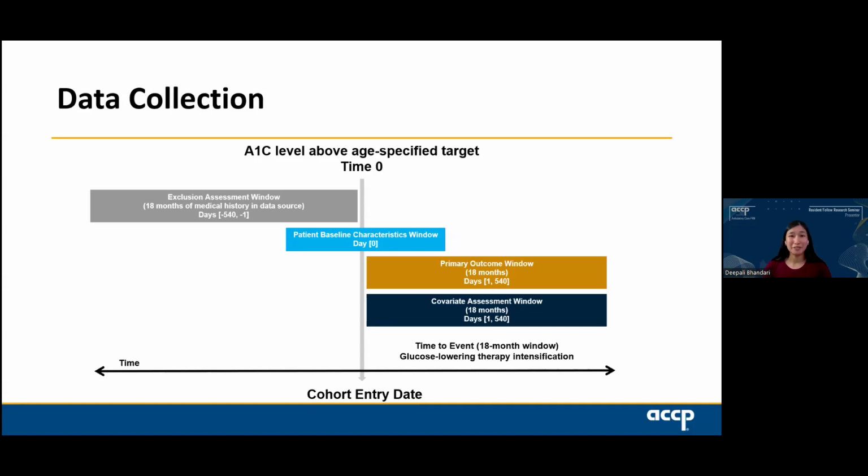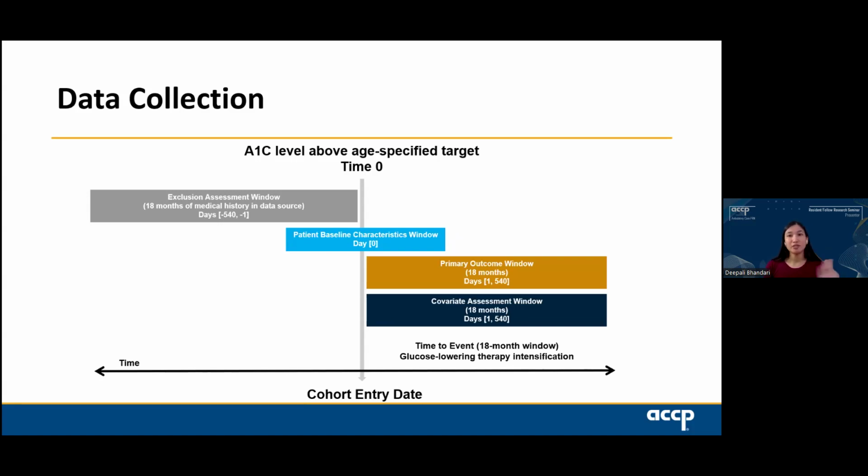I went ahead and made a visual as well to help understand how we're putting this together and following these individuals over time. So the initial assessment window was to allow for exclusion criteria. So this was 18 months prior to when the A1C was identified as above goal or time zero. Each individual in this data collection could have a different cohort entry date because it's based on when that A1C was identified as above goal.